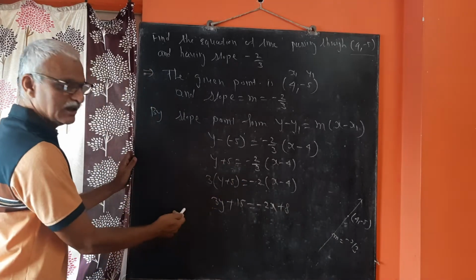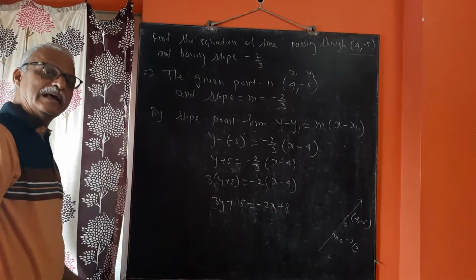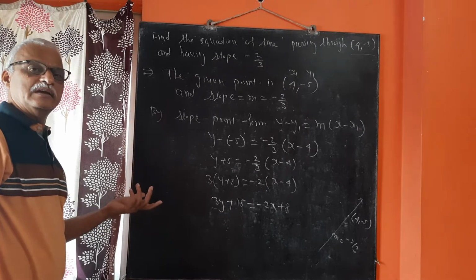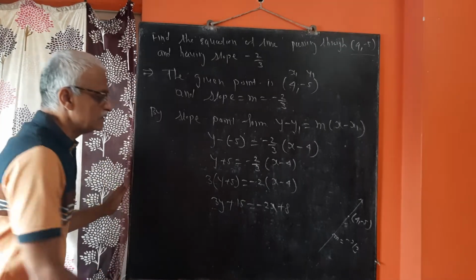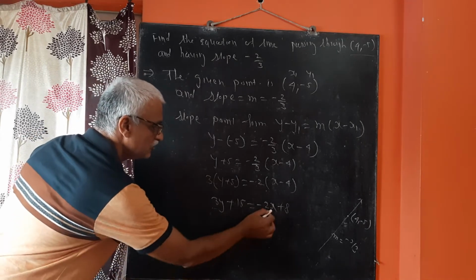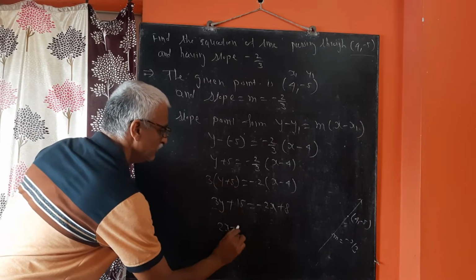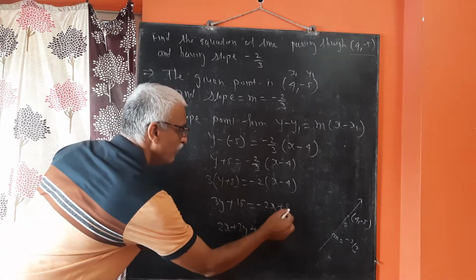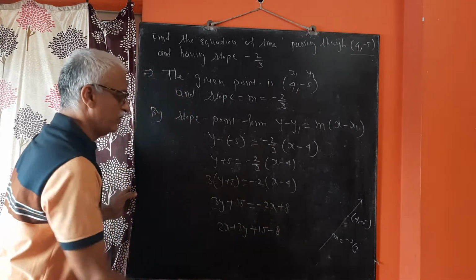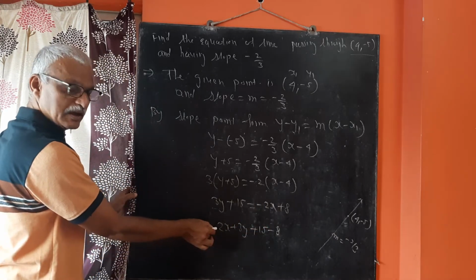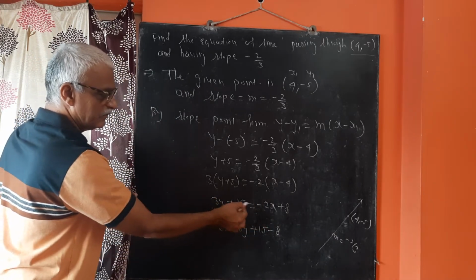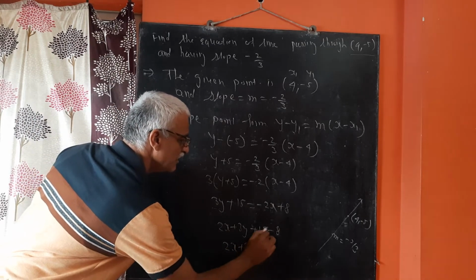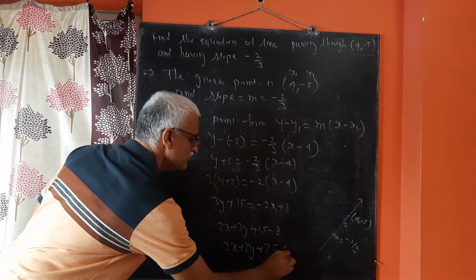Shifting all the terms on one side, because your last answer should be mostly in the general form. So shifting here, minus 2x will become 2x, plus 3y, plus 15 minus 8, that means plus 7 equals to 0.